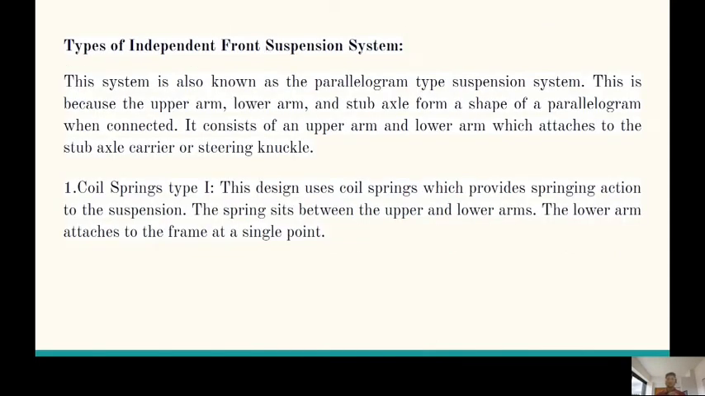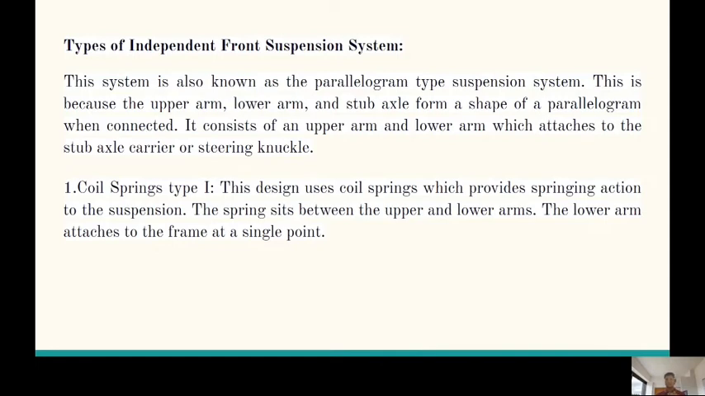Then let's discuss the types of independent front suspension system. This system is also known as the parallelogram type suspension system. This is because the upper arm, lower arm, and the stub axle form the shape of a parallelogram when they are connected. It consists of an upper arm and lower arm, which attach to the stub axle carrier or steering knuckle. The first type is the coil spring type 1.